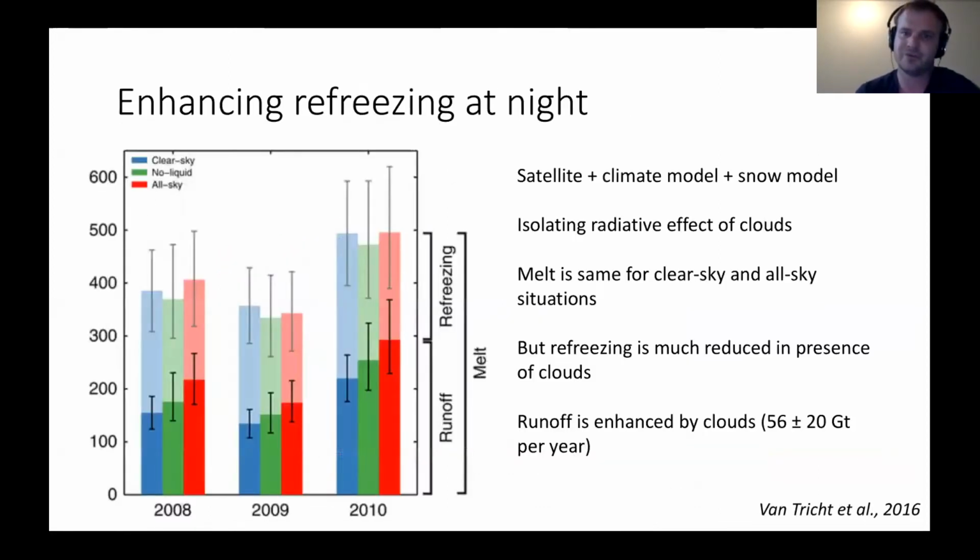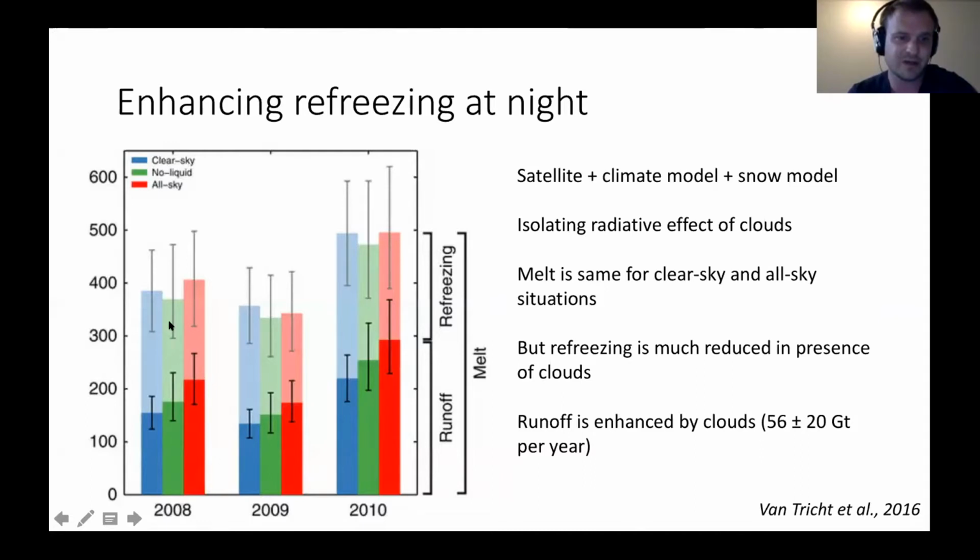And what does that mean for the surface energy balance, for the surface melt, and then in the end for the surface mass balance? Well, that's shown in this slide. We used this satellite product and combined this with a climate model and a snow model to isolate the radiative effects of clouds. So what we basically did, we removed the clouds and then looked at what the surface energy balance and the surface mass balance would look like.